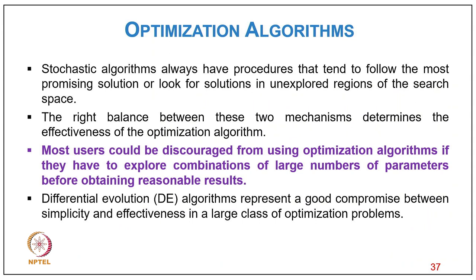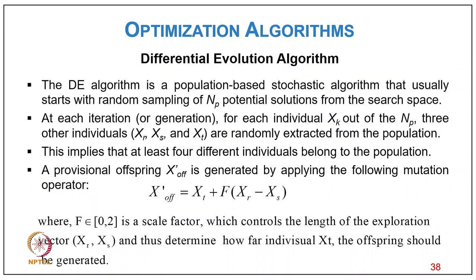So, stochastic algorithms always have a procedure that tends to follow the most promising solution or look for a solution in unexplored regions of the search space. The right balance between the two mechanisms determines the effectiveness of the algorithm. Most users could be discouraged from using an optimization algorithm if they have to explore the combination of a large number of parameters before obtaining a reasonable result. So, differential evolution algorithms represent a good compromise between the simplicity and the effectiveness for a large class of optimization problems. Now, coming to the differential evolution algorithm, the DE algorithm is a popular population based stochastic algorithm.